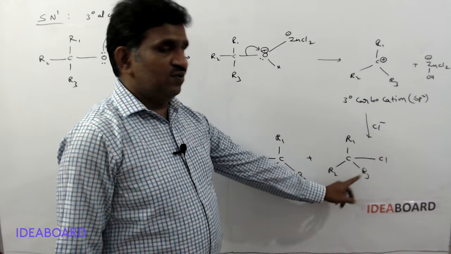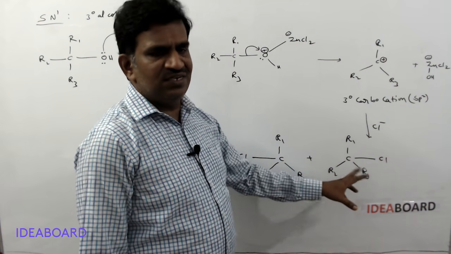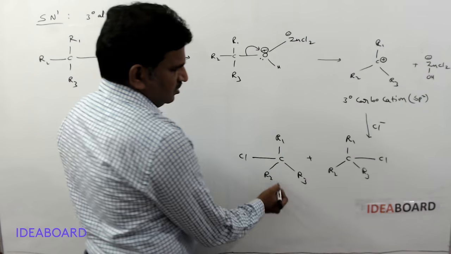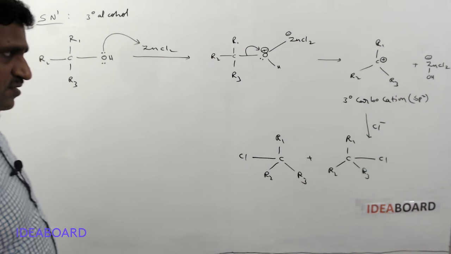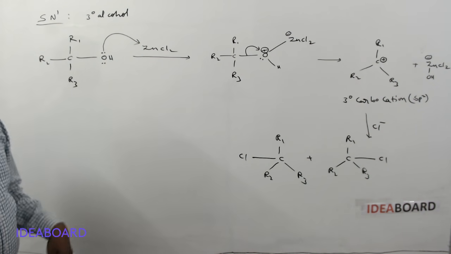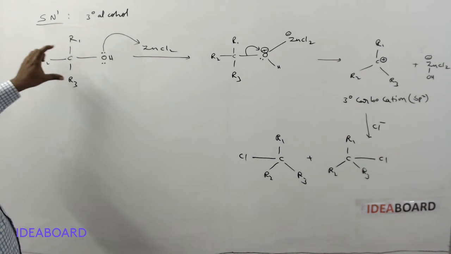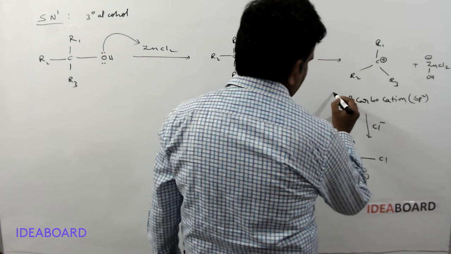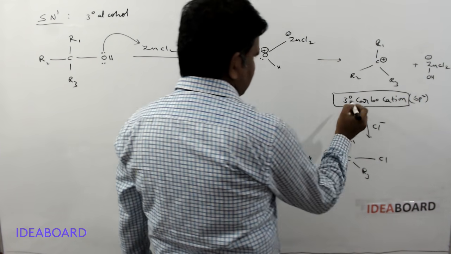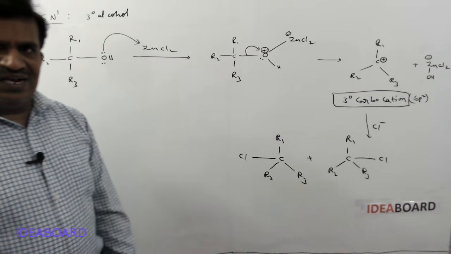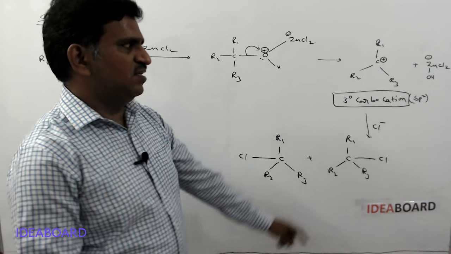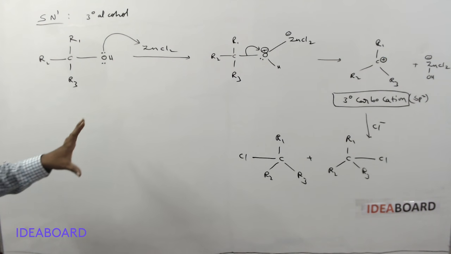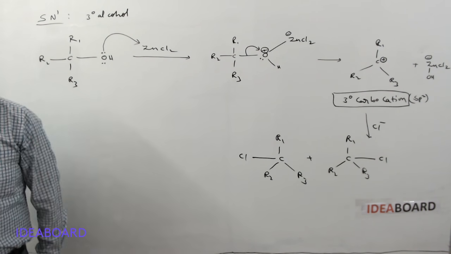The first compound is called a retention compound. I will give the details later. And the second compound is called an inversion compound. And this mixture is called a racemic mixture. Okay, this is SN1 reaction. Tertiary alcohols mainly undergo SN1 reaction via the formation of a tertiary carbocation. The main important thing is that the reaction intermediate formed in this reaction is a tertiary carbocation. That is the SN1 mechanism.